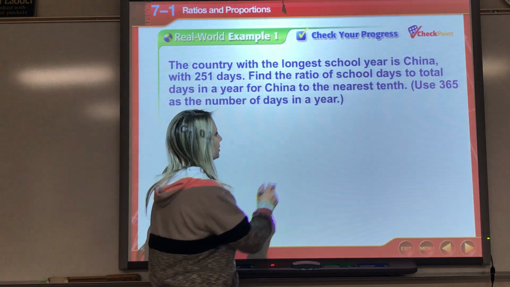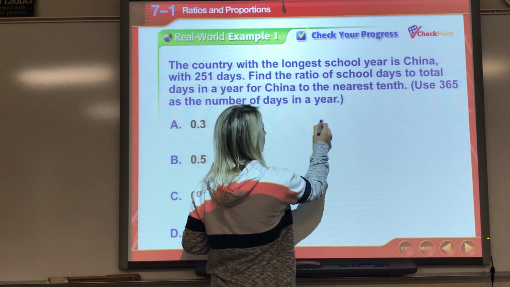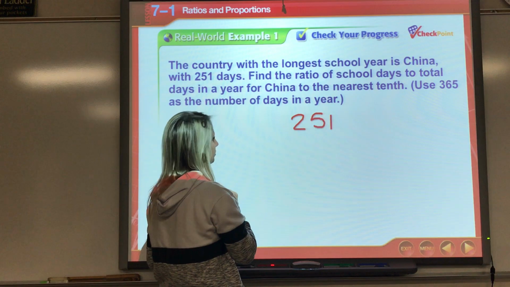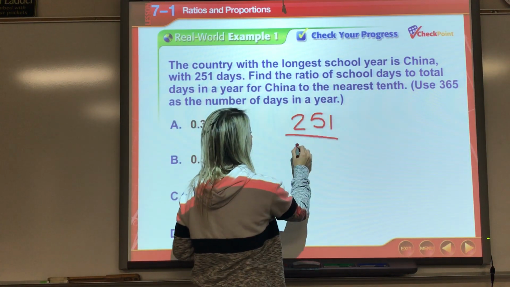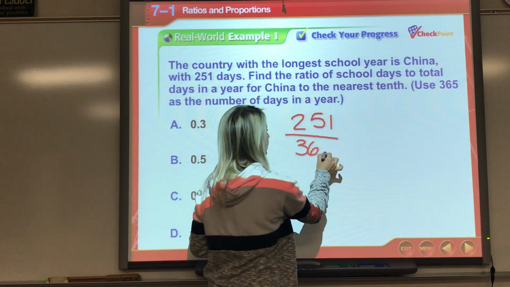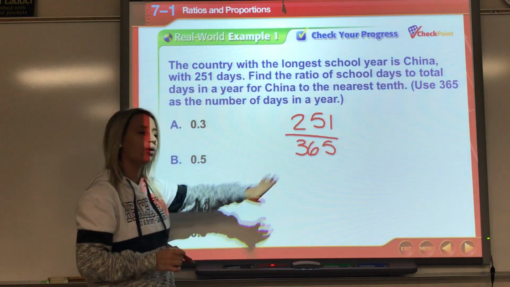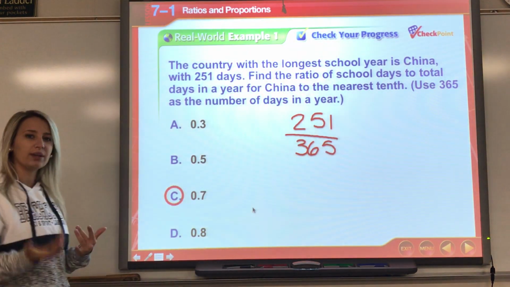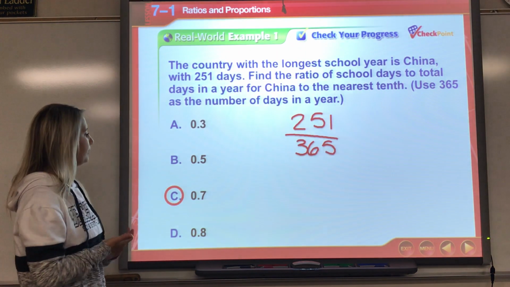And we'll set it up as 251 over 365, so that's the part, this is our whole. When we calculate that out, we get about 0.7, okay?